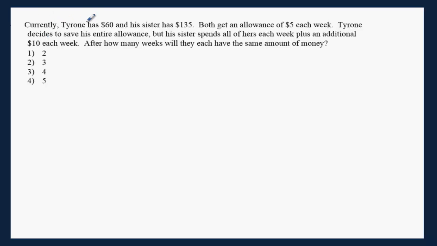Currently, Tyrone has $60 and his sister has $135. This is Tyrone and his sister. $60 here and $135 in here. Both get an allowance of $5 each week. Tyrone decides to save his entire allowance each week.